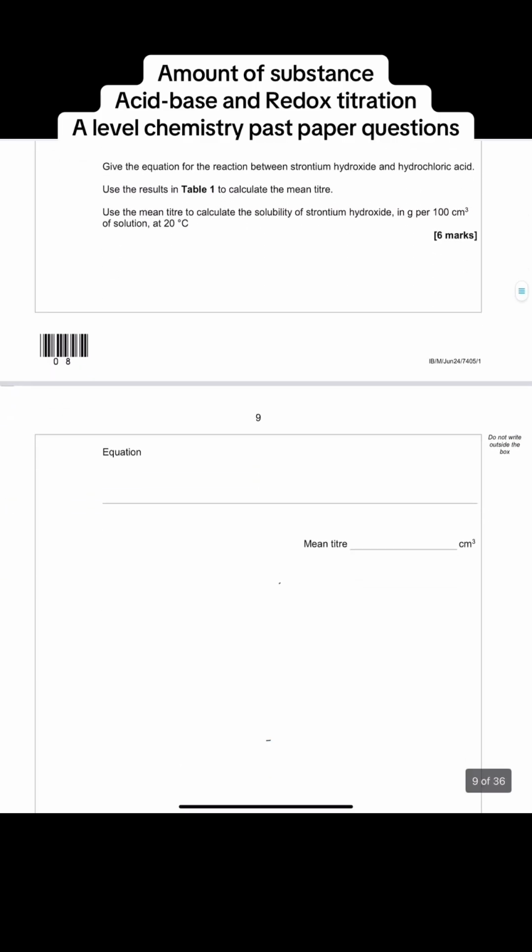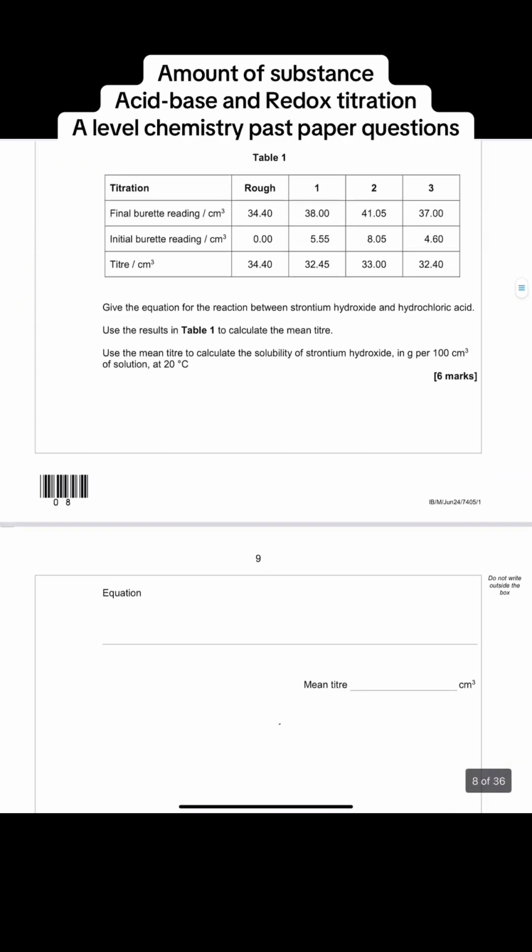In this question, first, they are asking you to write the equation for the reaction between strontium hydroxide and hydrochloric acid. This is quite important because you're going to use it in your calculation. Strontium, of course, is group 2. So the strontium hydroxide plus HCl will give you strontium chloride plus water.